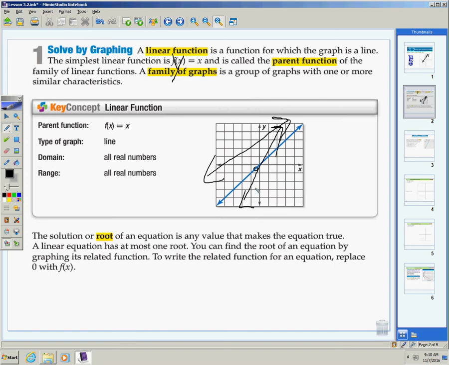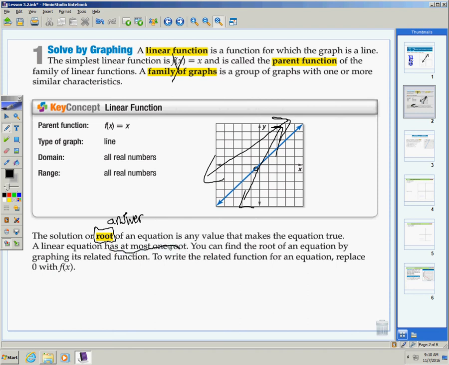The last thing I want to talk about on this slide is that the solution, or root, so I want you to box in root, of an equation is a value that makes the equation true. A root is basically an answer. That's what we've been finding before when we were solving these equations. We were technically finding the root. The root is just the answer. And a linear equation has at most 1 root. So you can have 0 or 1, you can't have more than 1.